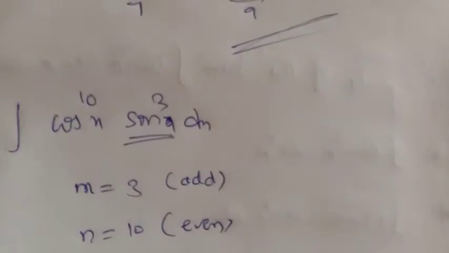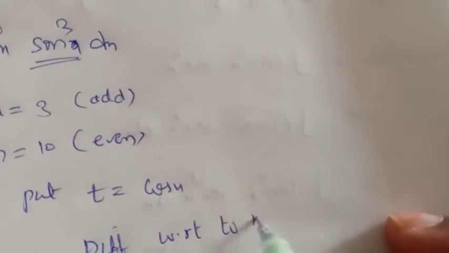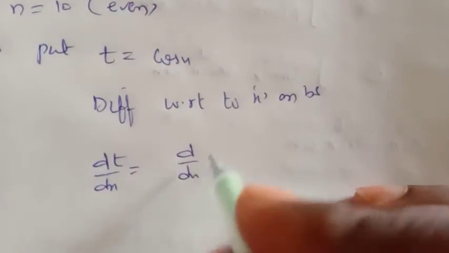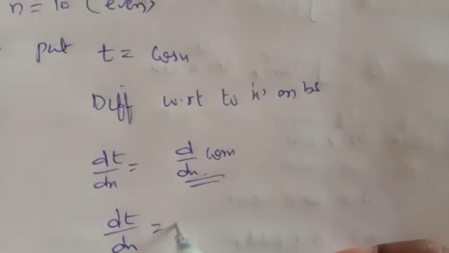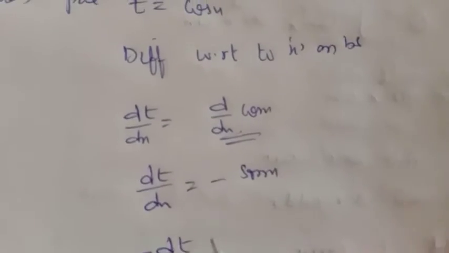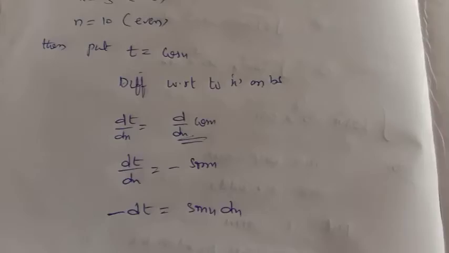The power of sin x is an odd number, the power of cos x is an even number, then put t equal to cos x. Then differentiating with respect to x on both sides, we get dt by dx equal to d by dx of cos x. Here d by dx of cos x equal to minus sin x. On cross multiplication we get minus dt equal to sin x into dx.